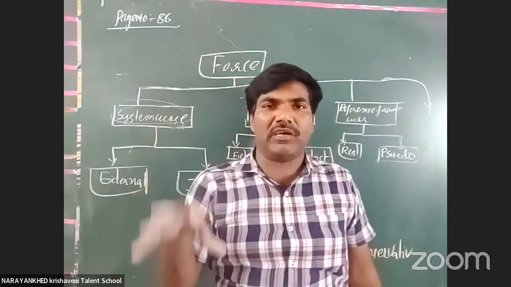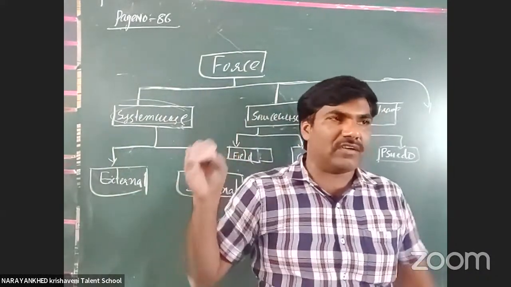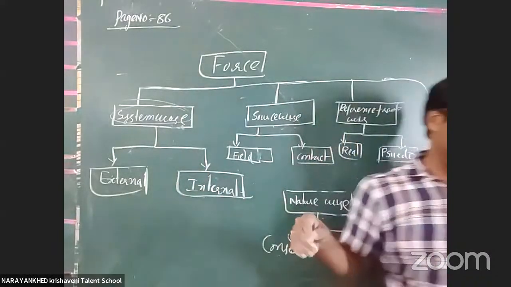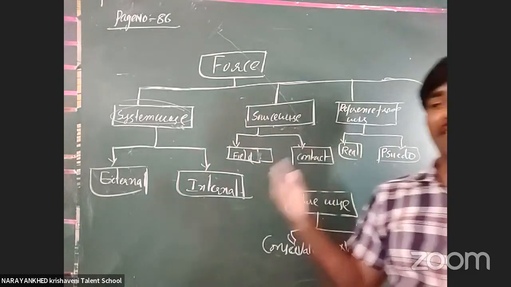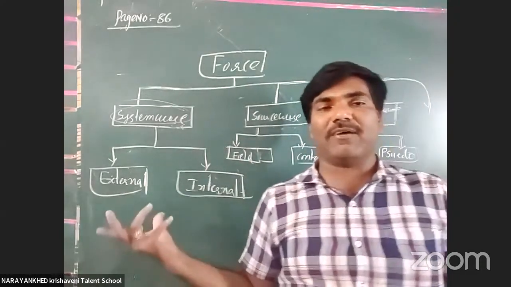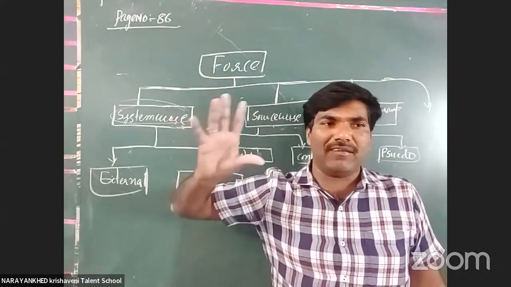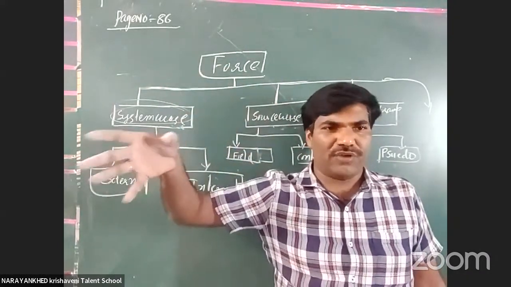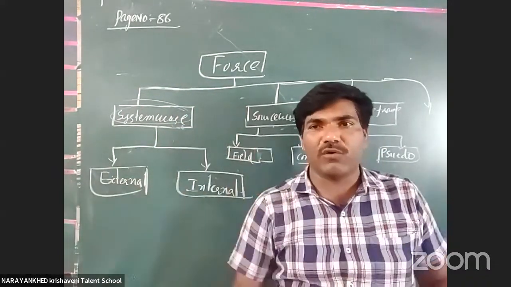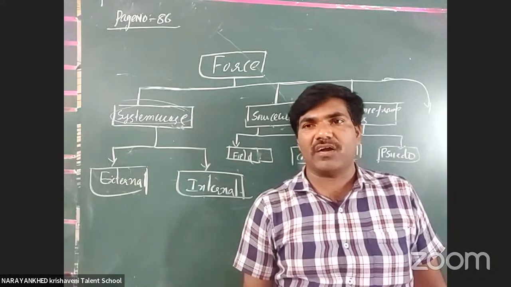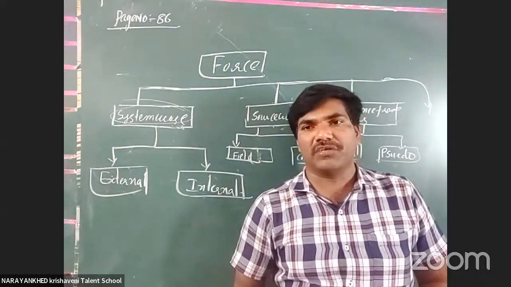What I have shown here, these three things, are working because of elastic nature. Understood or not? This is called what? Elastic nature. Elasticity is nothing but what? When we apply a force on the body, it changes while the force is applied. But when we remove the force, the body comes back to its original position. I hope you understood.